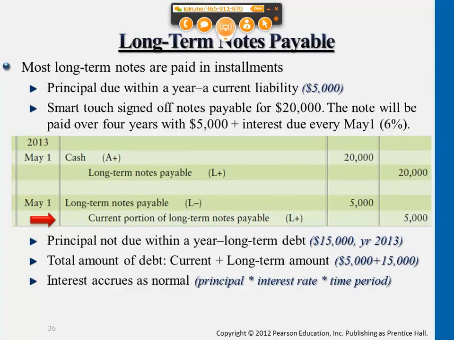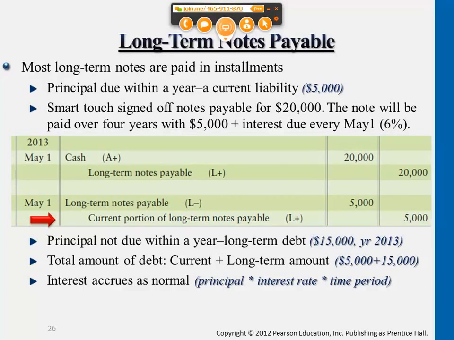So this happens May 1st. You first borrow the money, and then you reclassify it into current portion of long-term notes payable. Okay, so this is not saying that your liability reduces $5,000. We're just separating the part that will immediately be due next year and the part that will be due the second year, the third year, and the fourth year. Right? So this part is a review. We covered this in Chapter 10, just the reclassification part.